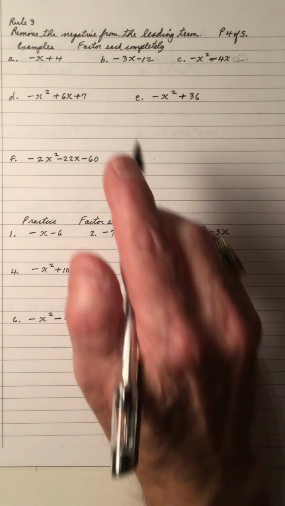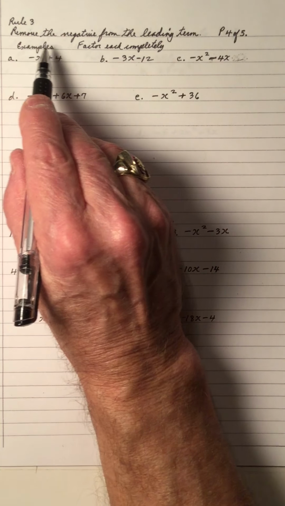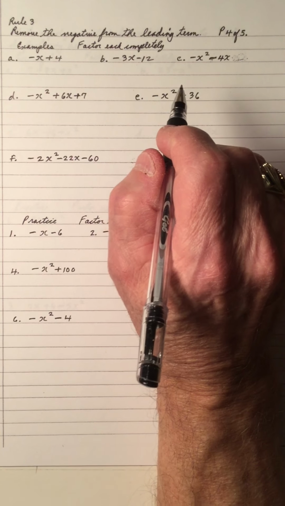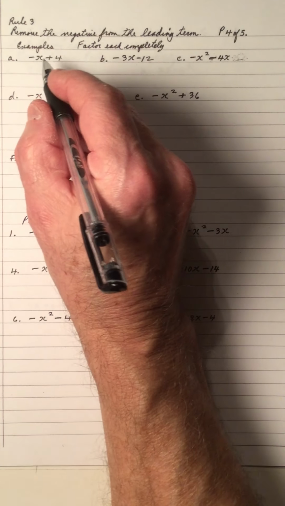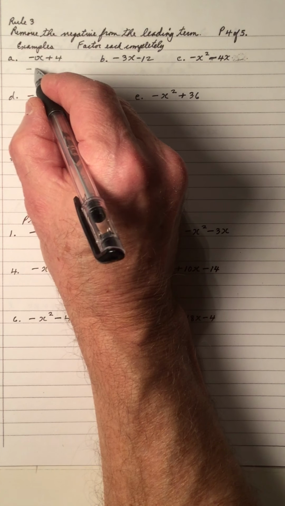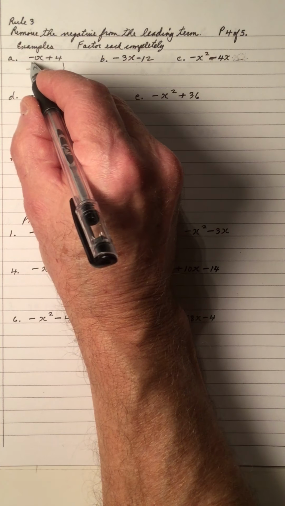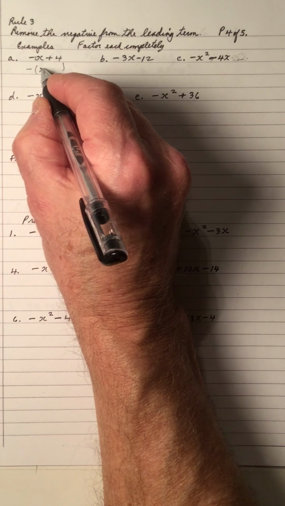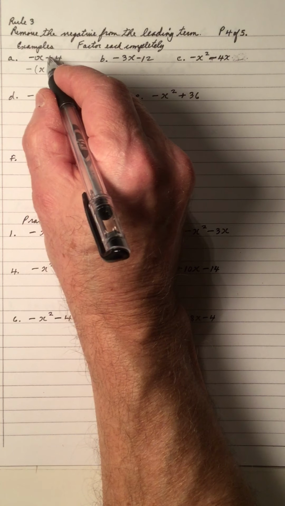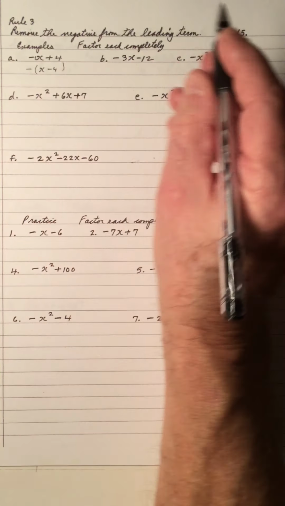And rule 3 is what I call a rule: remove the negative from the leading term. This keeps everything consistent with what our rules are. Take the negative out. So I see a negative, and there's a negative 1 coming out. So when I take the negative 1 out, I make a plus and a minus. Negative divided into negative is positive. Positive divided by negative is a negative.